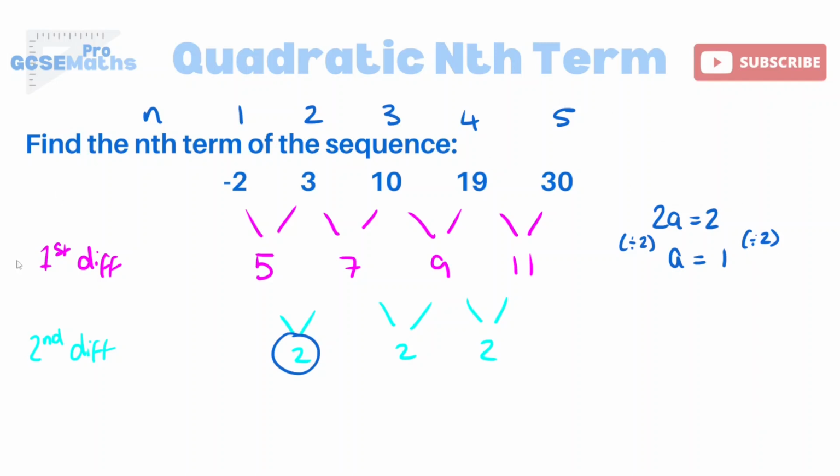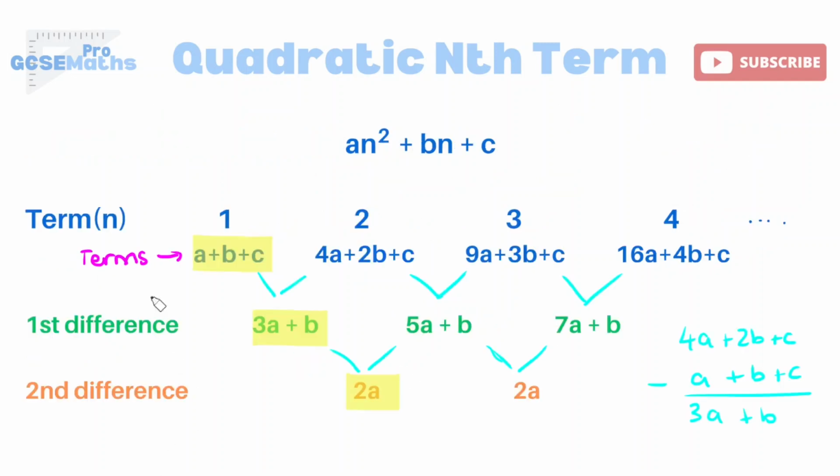And as we said, the nth term is in the format of an squared plus bn plus c. So we know there's 1 in front of the n squared. Cool, we now need to find the other two letters. So let's go back here. The next one, you have to work your way up basically.